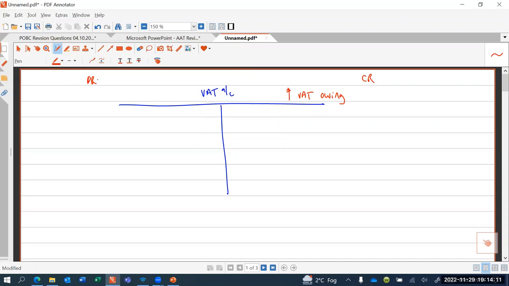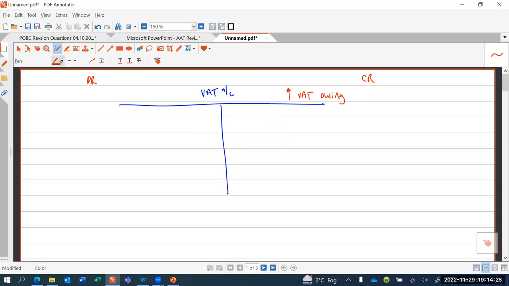So things that increase the VAT that I owe, can you give me any examples? What sort of transactions might increase the amount of VAT that I need to pay to Revenue and Customs? What increases the amount of VAT?